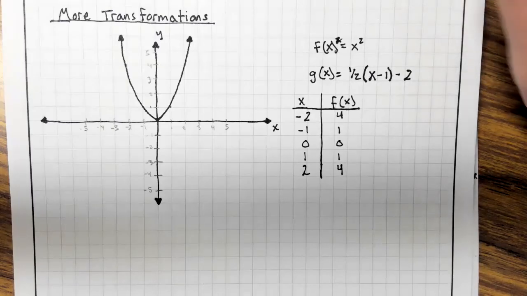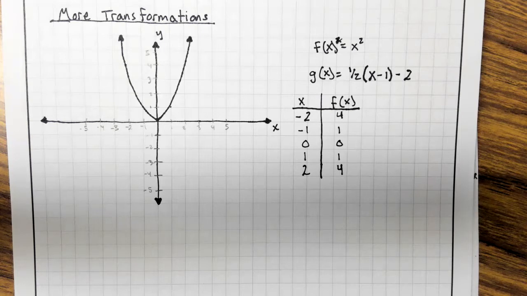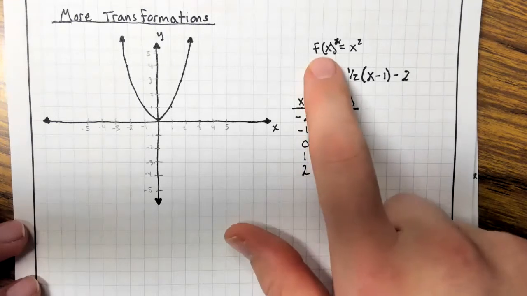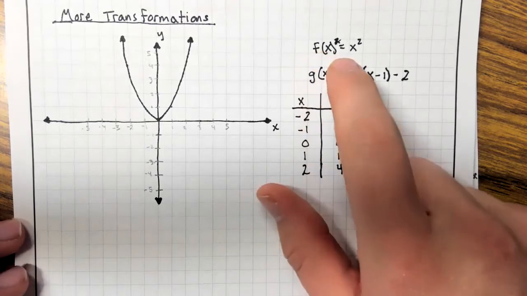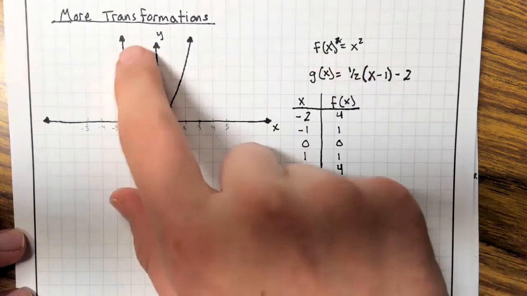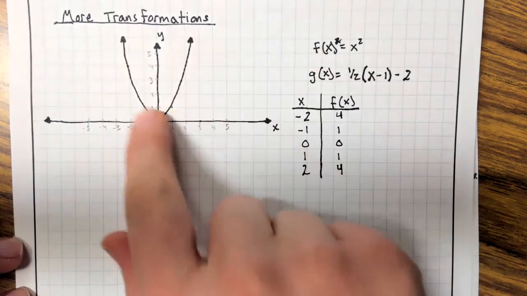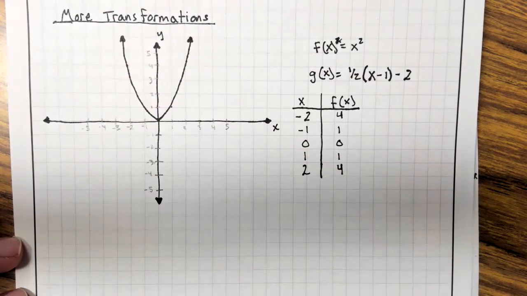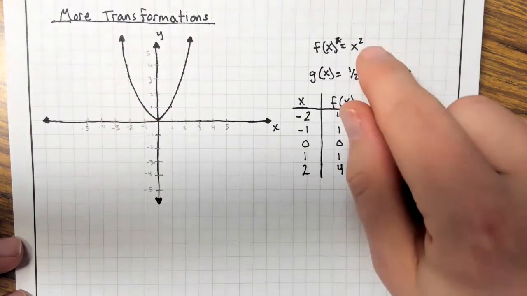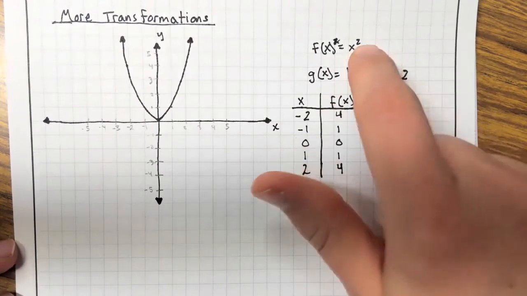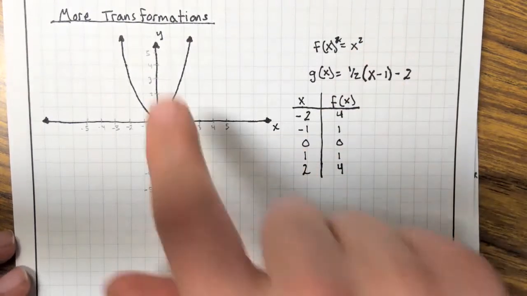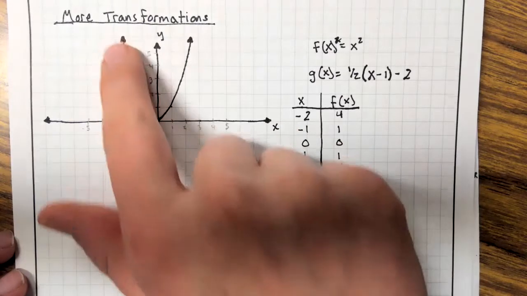Hey everyone, going back to transformations of polynomial functions. Looking at the function that I've already plotted, it's f of x equals x squared, just this parent function for a quadratic function type. It is a polynomial because the exponent is a positive integer. We've got a graph. This is f of x here.